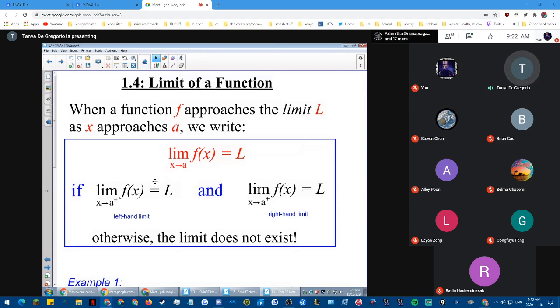So, limit of a function. So we watched that video. What did you guys think of the video? It's pretty cute, no? It was cute. It was a good way to visualize what a limit is and what it means.